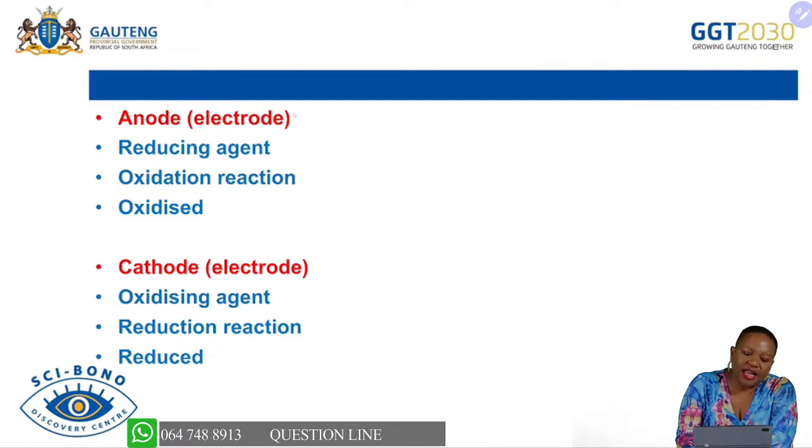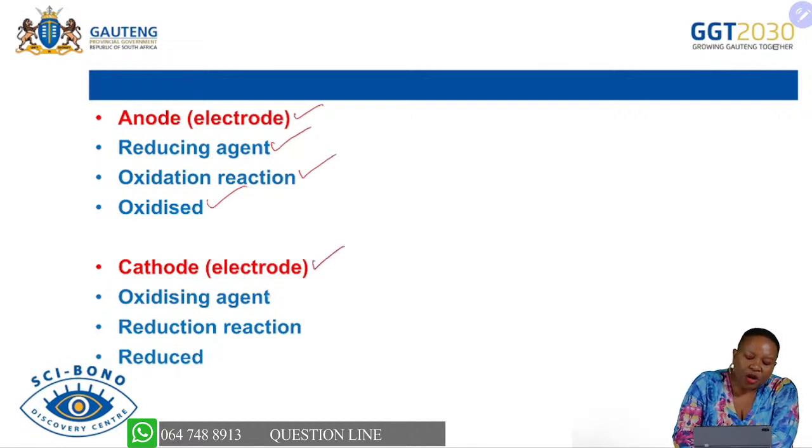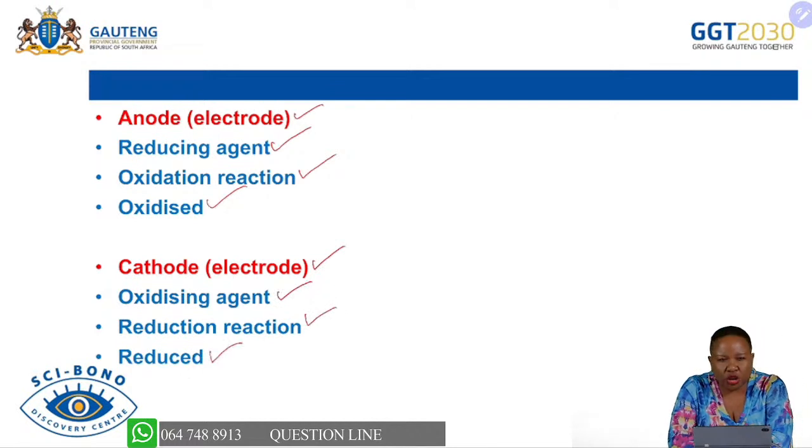So I said at the electrode where we have an anode, there will be a reducing agent that will undergo an oxidation reaction, and that agent will be oxidized. And then when we find the cathode, there will be an oxidizing agent that will undergo a reduction reaction, and that agent will be reduced. So already you know that at the cathode you'll find an oxidizing agent, and what type of reaction will occur is a reduction reaction. And what will happen to the agent?